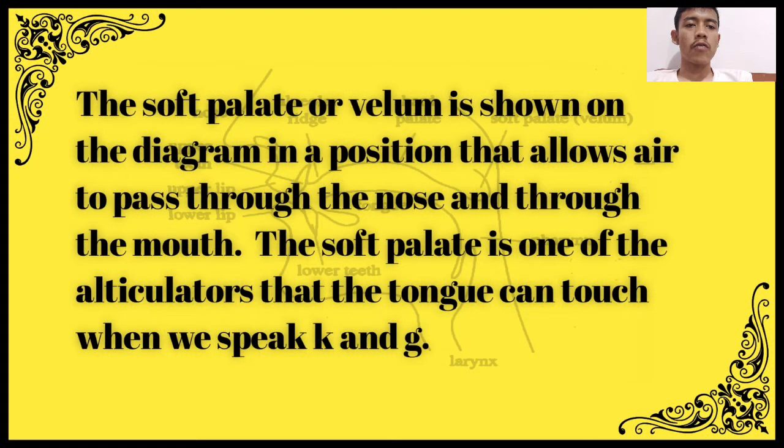Next, the soft palate or velum is shown on the diagram in a position that allows air to pass through the nose and through the mouth. The soft palate is one of the articulators that the tongue can touch when we speak K and G.